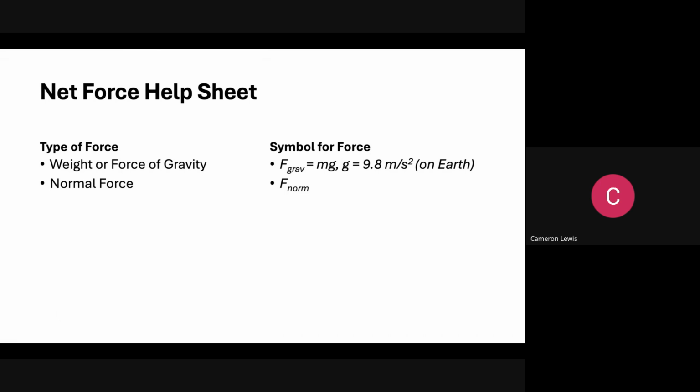So the net force is zero and the weight has to be equal for normal. That's a lot of water. That was a lot. Say it one more time.